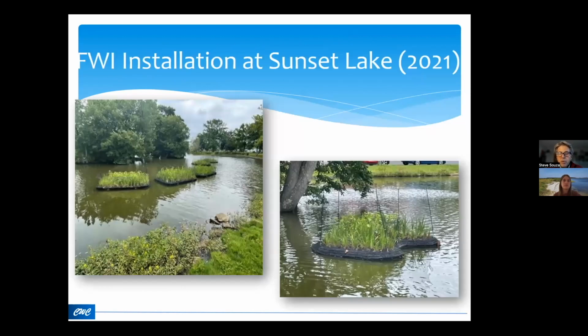These are the islands that were installed in Sunset Lake in 2021. So this is right in Asbury Park. This is shortly after installation. One thing that you'll note here is the fencing that is placed along the perimeter of the floating wetland islands. This is to keep ducks and geese off of the island so that they don't damage the plant material or eat the plant material. Unfortunately, this needs to stay up for at least a year while the plants become established.